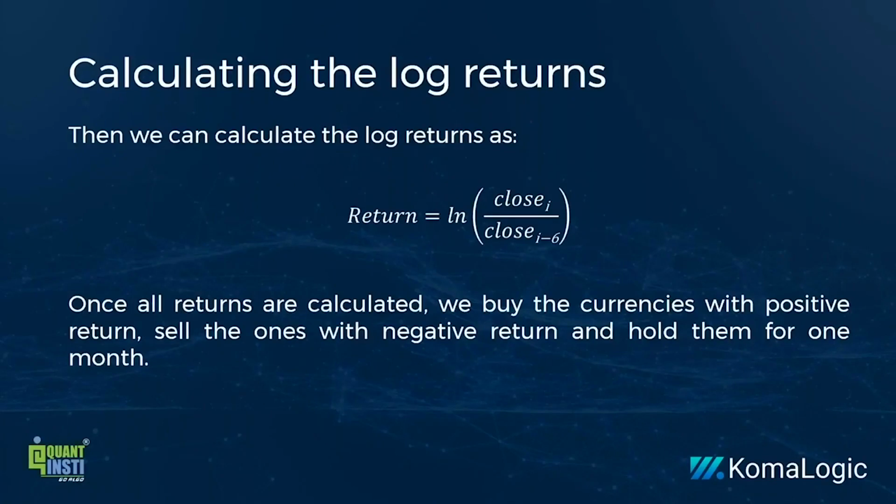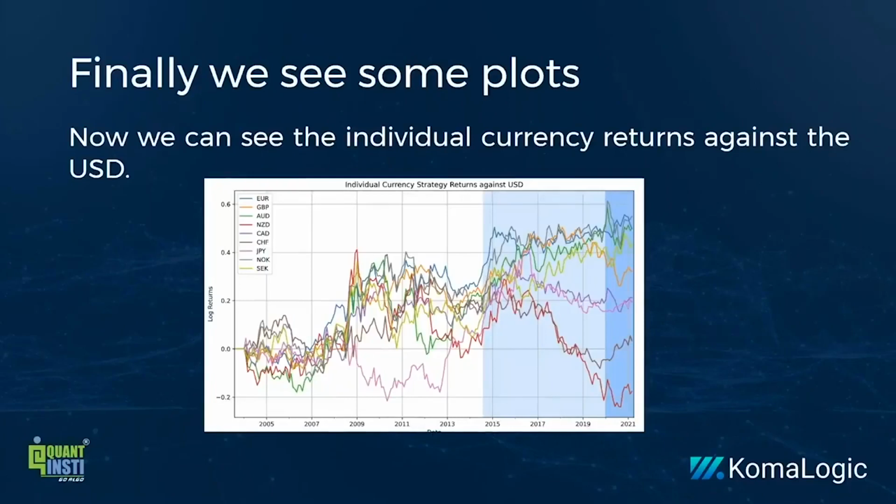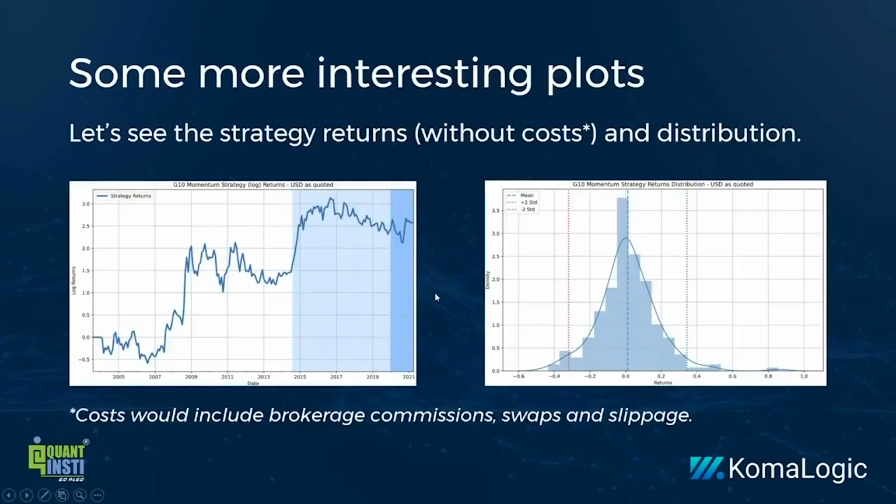And now finally, let's see some plots and some interesting things. And now here we can see actually the individual currency returns against the USD. So that was the reason why we were using the USD as the quoted currency, because now we can compare easily all the other currencies. We can see the euro on the upper side with the New Zealand dollar on the other extreme. What you see here is the white and this. I don't know if you can see my mouse, but well, that wasn't expected.